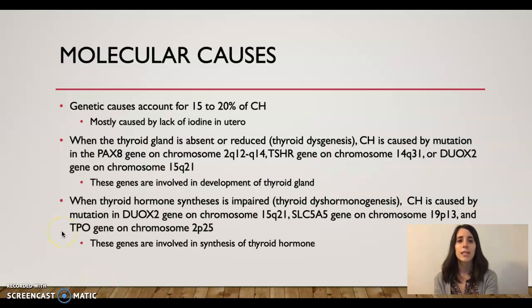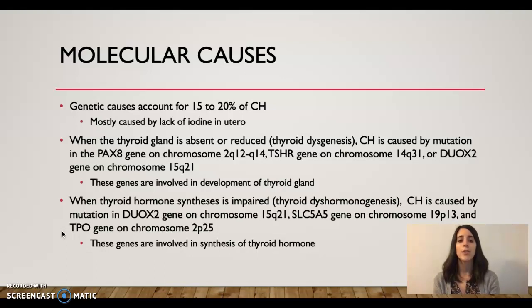The molecular causes of CH. So most CH is actually caused by a lack of iodine in utero, which is why it's super important for a lot of women to take supplements with iodine while they're pregnant. So genetic causes do account for 15 to 20% of CH.